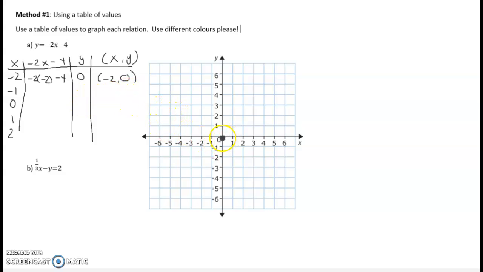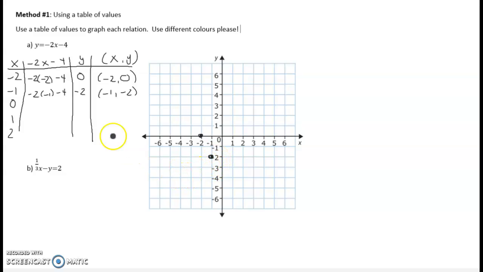So x is negative 2. Remember, this is x going this way, and 0. So put a dot. The next one, when x is negative 1, so negative 2 times negative 1 minus 4. So negative 2 times negative 1 gives us positive 2. 2 minus 4 gives us negative 2. So when x is negative 1, y equals negative 2. Let's put our point.